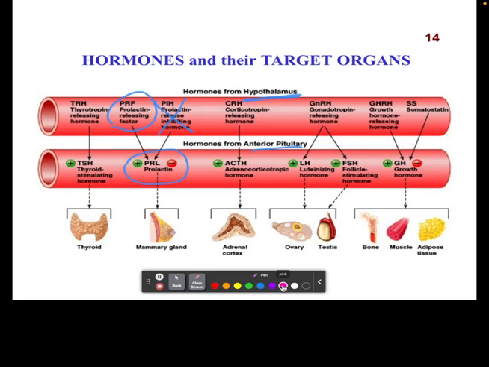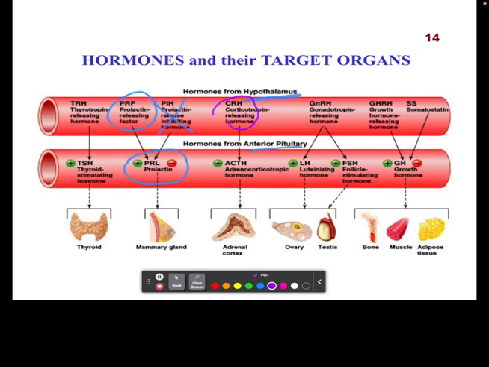Let's do another one. I'll do it in purple, right? CRH, corticotropin releasing hormone. If it's released from your hypothalamus, it's going to go to your anterior pituitary, and then your anterior pituitary is going to release ACTH, adrenocorticotropic hormone, and then that's going to go to your adrenal gland to release adrenaline.